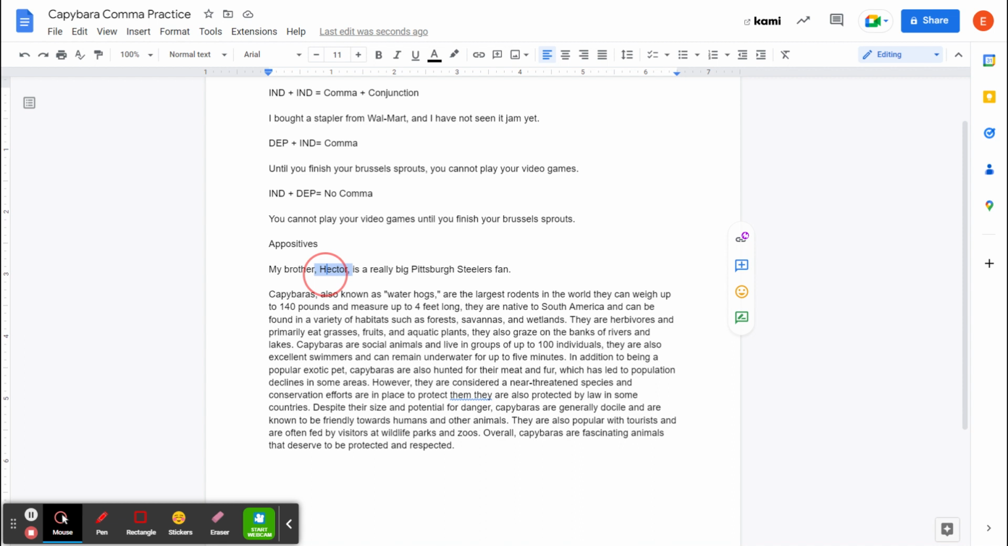Another way of thinking about an appositive is that sometimes they're called parenthetical expressions or parenthetical phrases. In other words, things I could put in parentheses. Something that I put in parentheses doesn't have to be in the sentence for the sentence to make sense. I could just say my brother is a real big Pittsburgh Steelers fan, and that's fine. But I put Hector's name in there to clarify which brother I'm talking about. Okay, so that's an appositive. So whenever you have appositives, extra information, parenthetical expressions, you set those off with commas. So those have to be there.